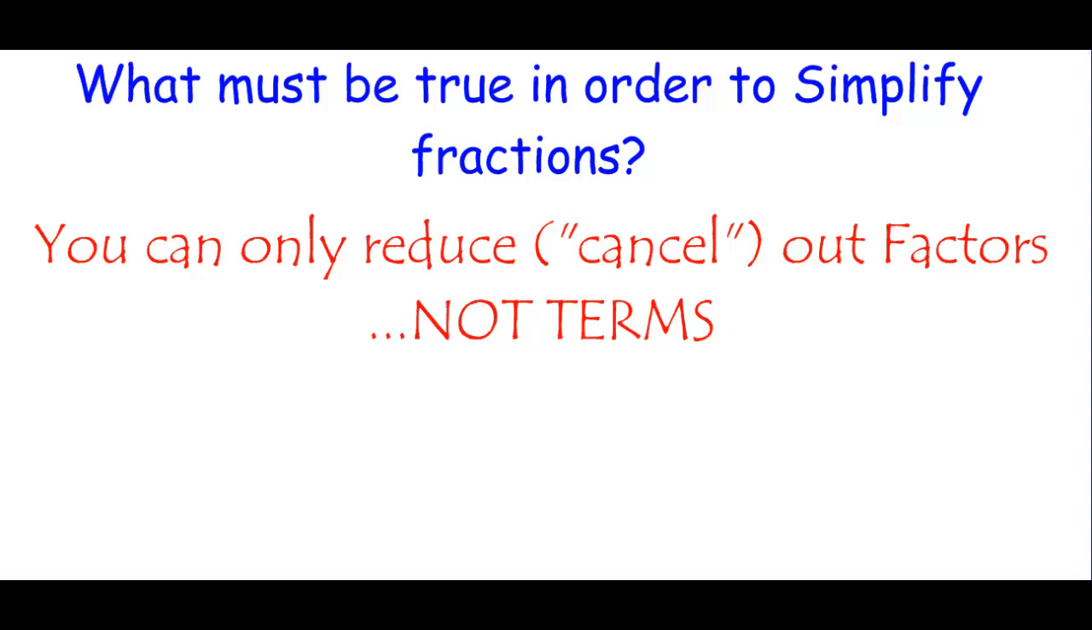And the main thing you have to remember is that you can only reduce or quote-unquote cancel out factors, not terms. And this is the biggest mistake students make, and I'll point it out to you as we go through the four examples.